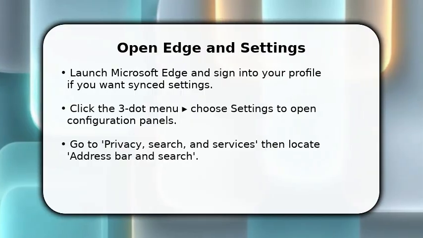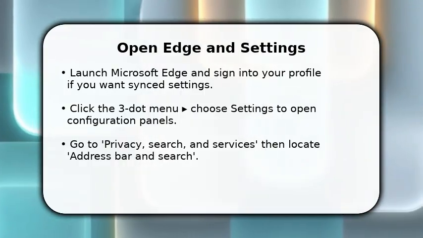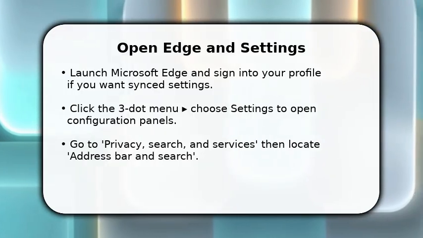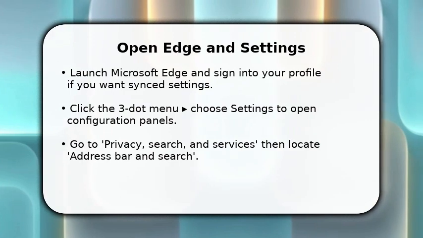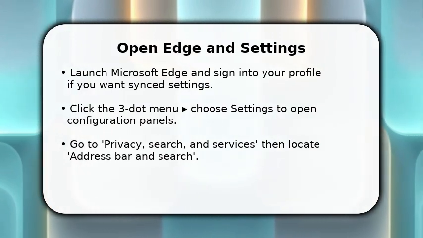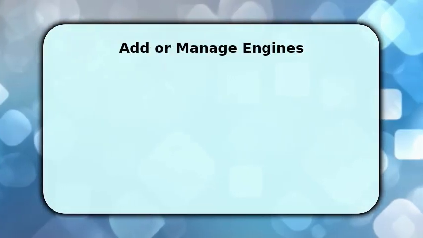Make sure to scroll down to the address bar and search section so you can view the current default and the option to manage search engines. This is where you'll change it. You now manage search engines. Click Manage Search Engines to list what's available.